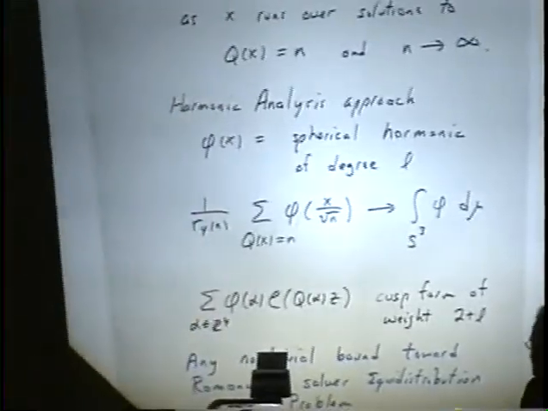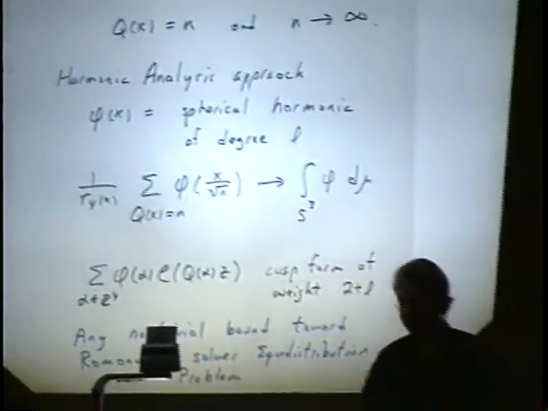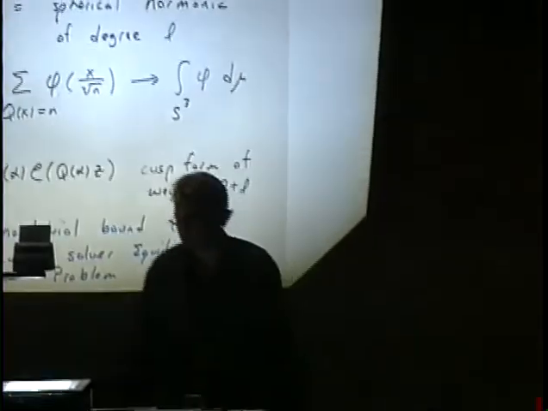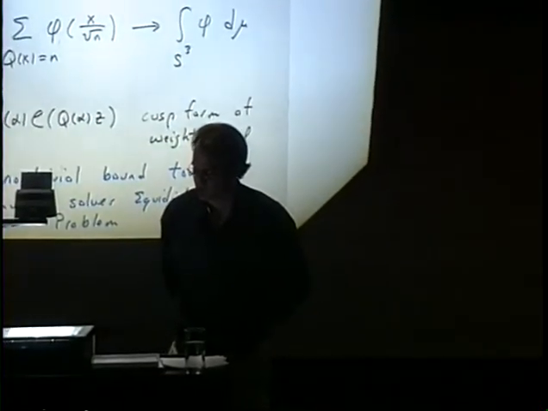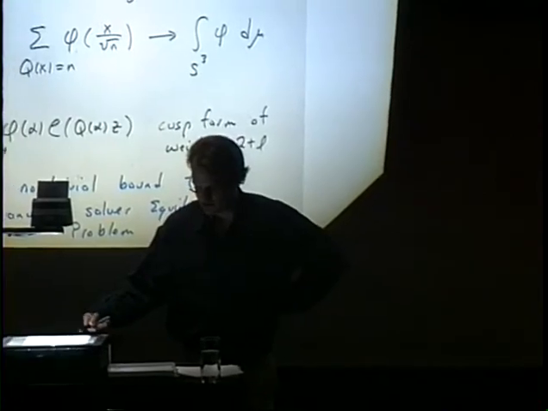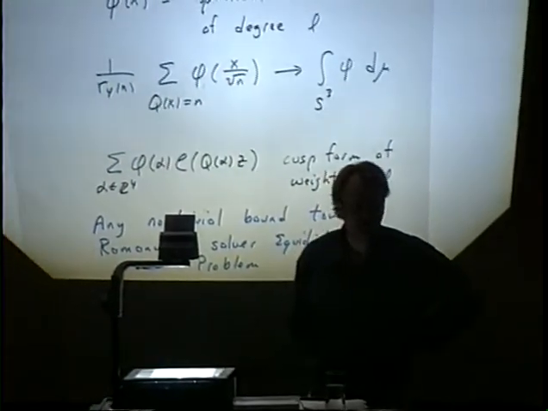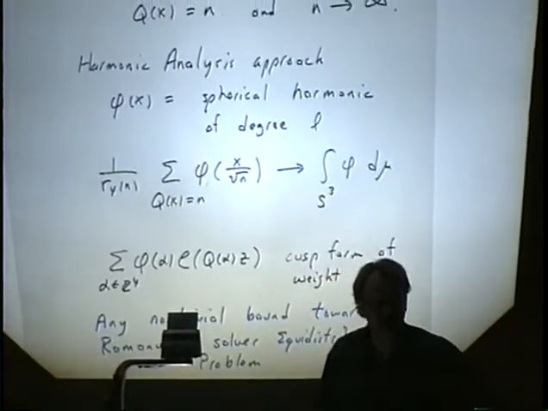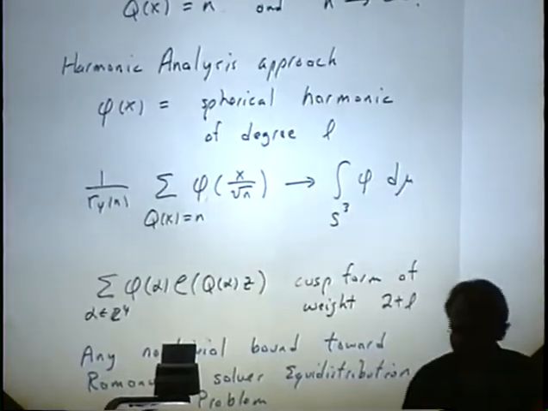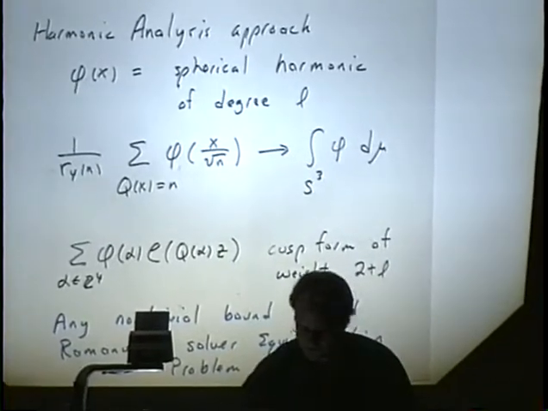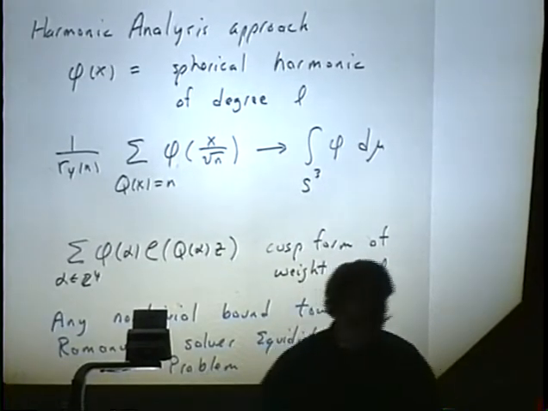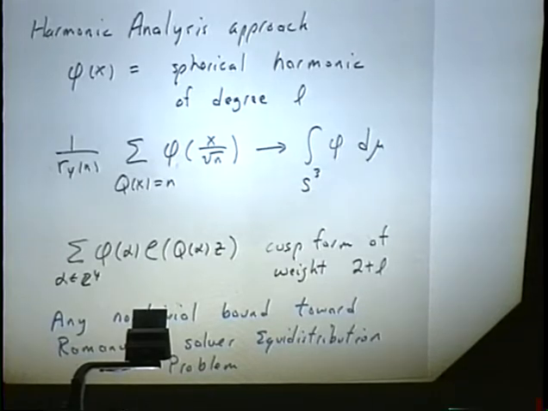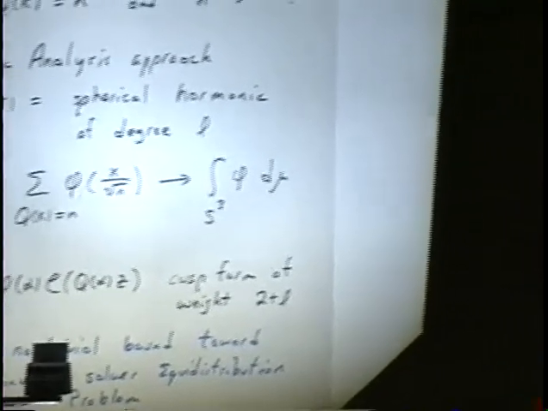And, well, we can handle it because they are the coefficients of a cusp form. Now the weight goes up, of course, with the degree of the spherical harmonic. However, it's easy to check that any non-trivial bound toward Ramanujan gives you that this tends to 0, and hence gives you the equidistribution of the points. So that's another example of where getting any non-trivial bound gives you some qualitative information.